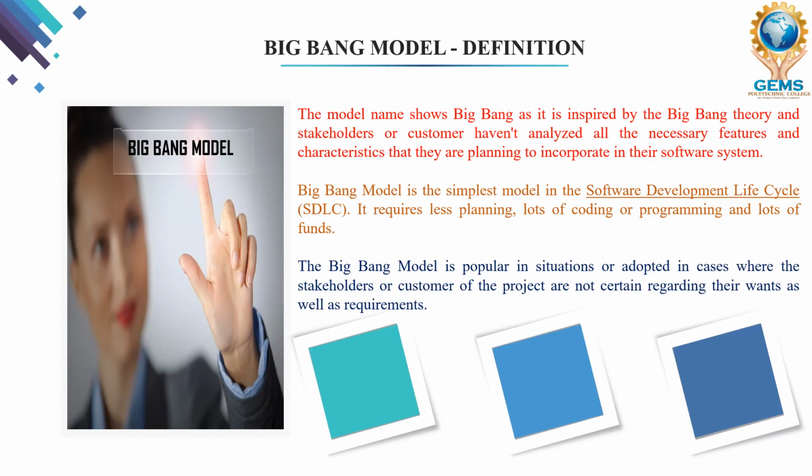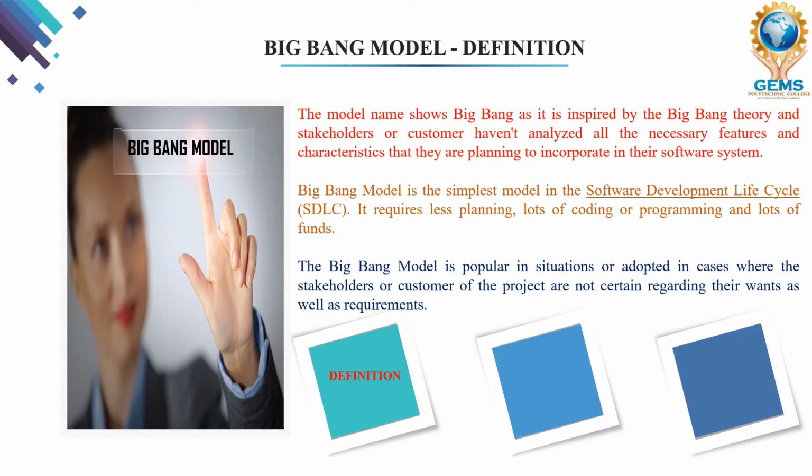Now we are going to see the definition of the Big Bang model. So the first definition says that the Big Bang model's name is inspired by the Big Bang theory. So this name came from the Big Bang theory. That means a person was inspired by the Big Bang theory and finally the name was given as the Big Bang model. So here the customer or stakeholders have not analyzed all the necessary features and characteristics that they are planning to incorporate in the software system.